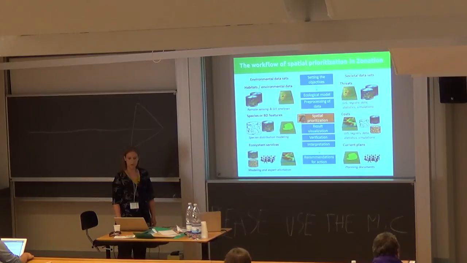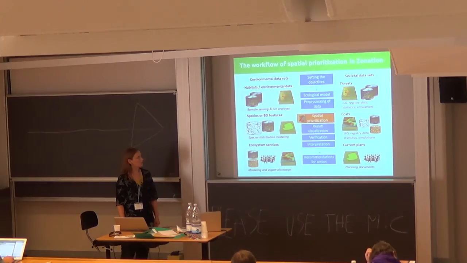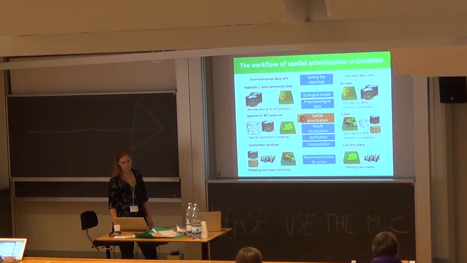So here is the workflow of spatial prioritization in Zonation. As a reminder, Tuuli already showed you an example of this. At first you have to think about the objectives and the ecological model and pre-process the data. The data can be divided into environmental and social data sets. Zonation can use data about habitats, species, or ecosystem services. And some examples from social or socioeconomic data sets can include threats, costs, and also current plans or planning documents.